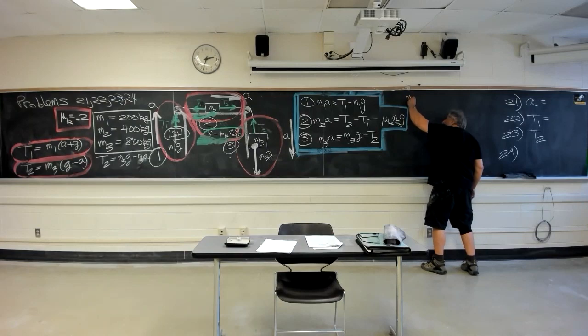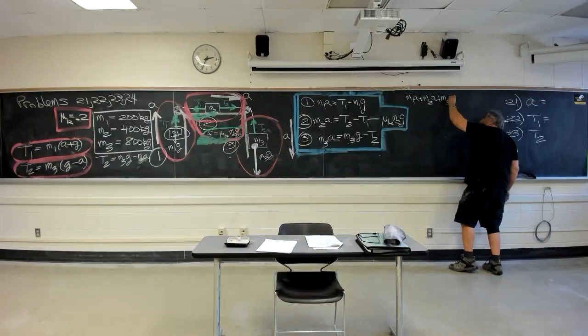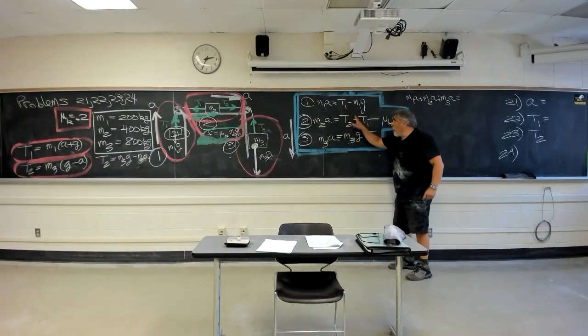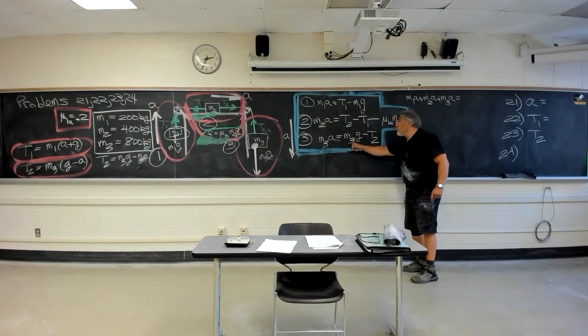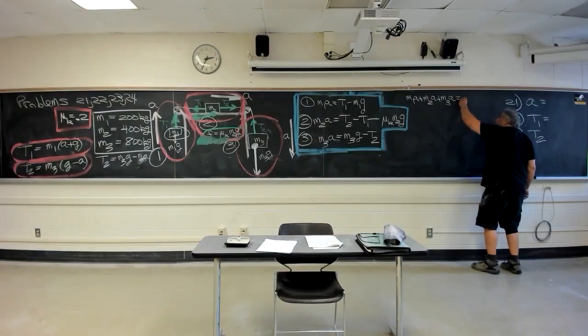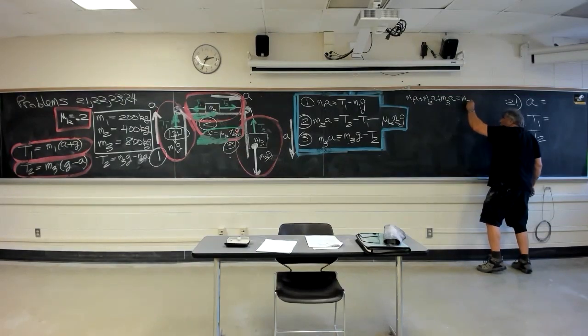Let me add the left-hand sides together. Let's add all the right-hand sides together. Here we go. Let's be careful. T1 and negative T1 is 0. T2 and negative T2 is 0. Yeah, but that minus stays. M3G minus M1G minus mu sub k M2G.